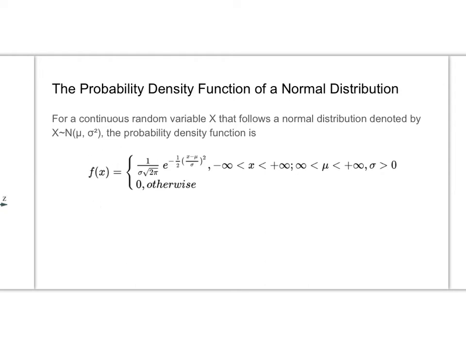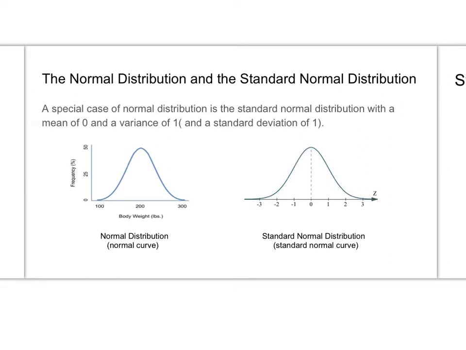So what is a standard normal distribution? Standard normal distribution is a special case of normal distribution in which the mean is 0 and the variance is equal to 1. And that means if you take the square root of the variance, and that is the standard deviation, you also get a standard deviation of 1.